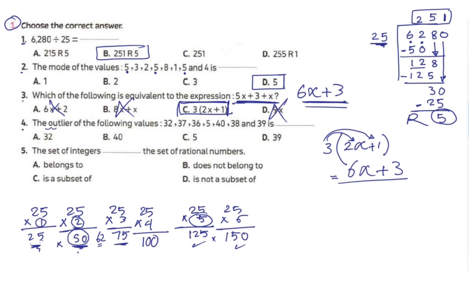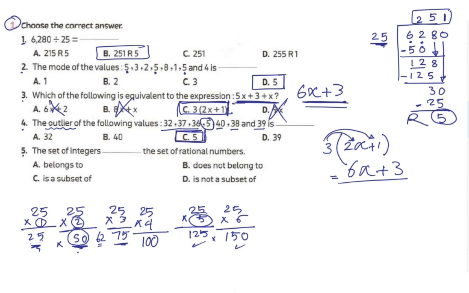Okay? Okay. Point 4, the outlier. What is an outlier? It's just a digit that is so far from the other digits. So we have here 32, 37, 36, 5, 40, 38, 39. So what digit is the outlier? All of these are in the 30s. Here we have 40, 30, 30, but we have here 5. 5 is so far from all of the values. So 5 is the correct outlier.